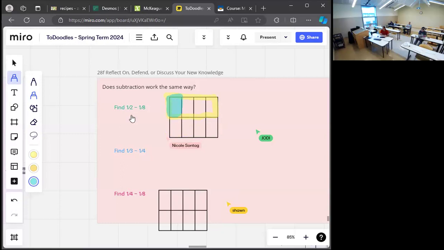And it's gone. How much is still there? All of this part. So we have 1, 2, 3/8 left after we take away 1/8 from half. Does that picture make sense?